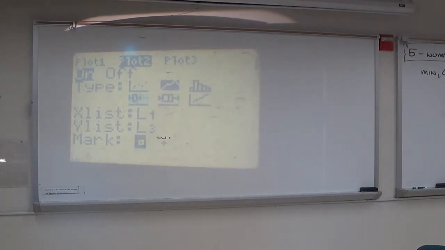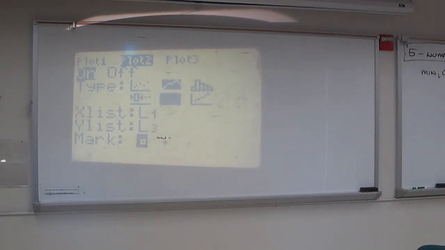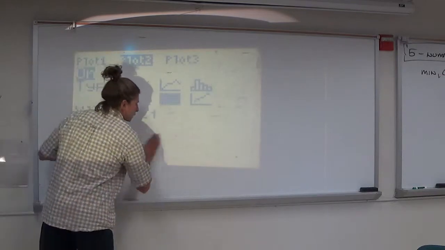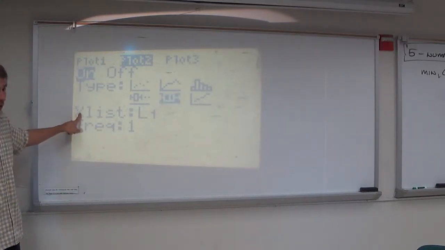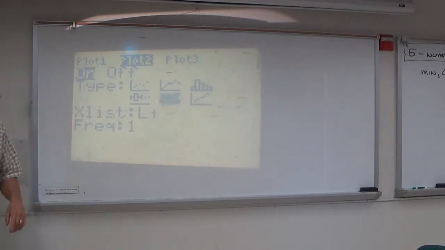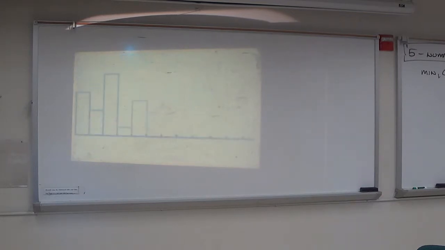The one next to it is also a box plot. I want to talk about him in a little bit, maybe in about another 45 minutes. This guy here, select him, and that actually is your non-modified box plot. X list is still L1, and your frequency is still 1. That's the same as your histogram, because you're graphing the same kind of data on the same set of axes. Cool so far? Now just press graph. And you should see the box plot superimposed on top of the histogram.